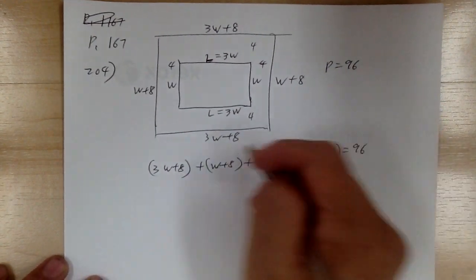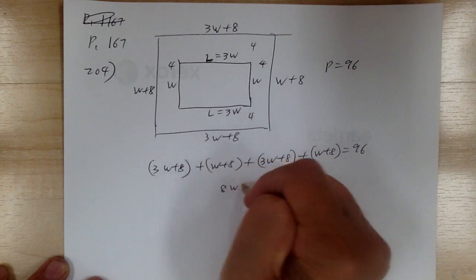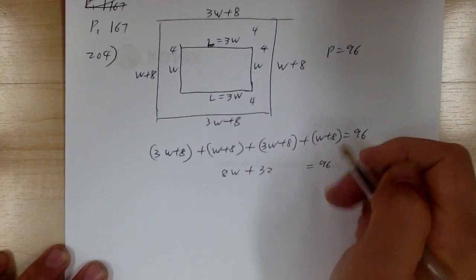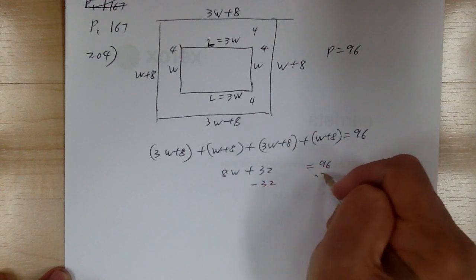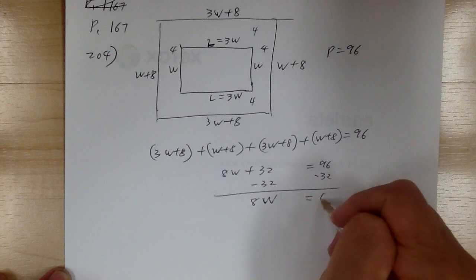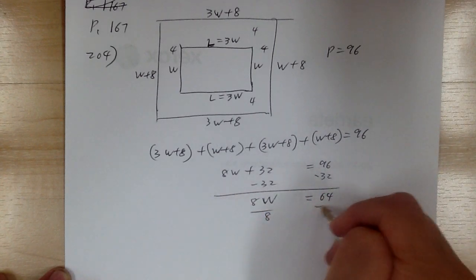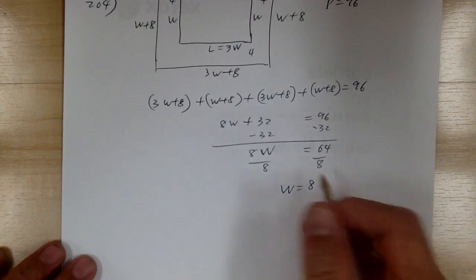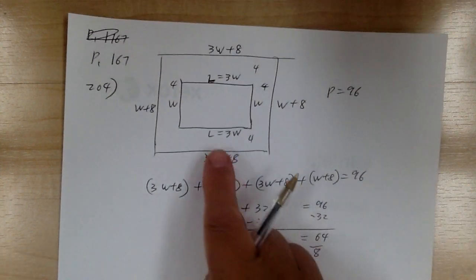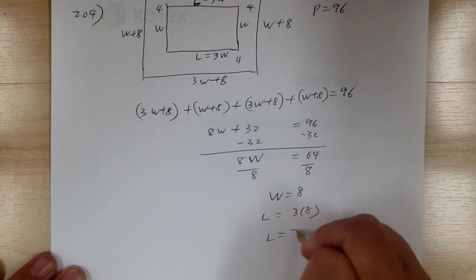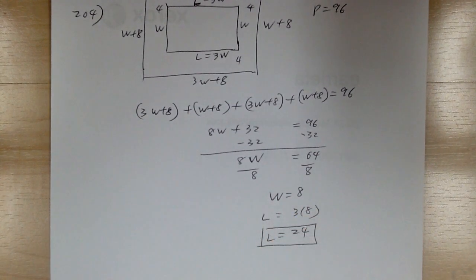Okay, so go and add everything together. You're going to get 8W plus 32 equal to 96. So minus 32, so 8W equals 64. Divide by 8, divide by 8. So W equals 8. And the length over here is 3 times W, so it would be 3 times 8. So length equals 24. Okay.